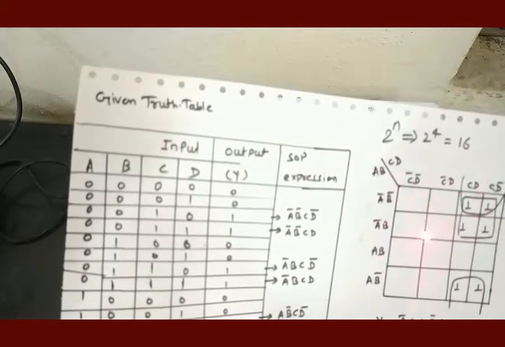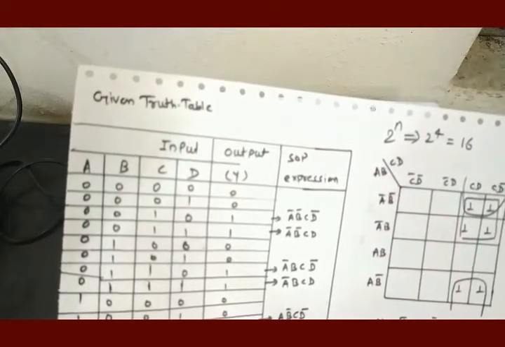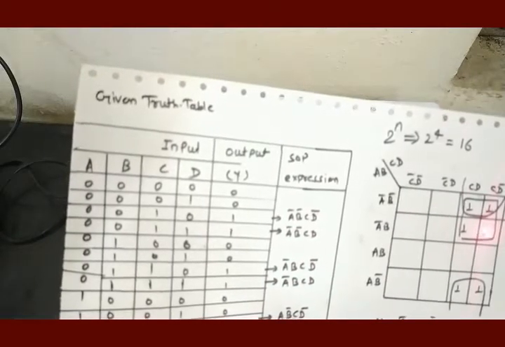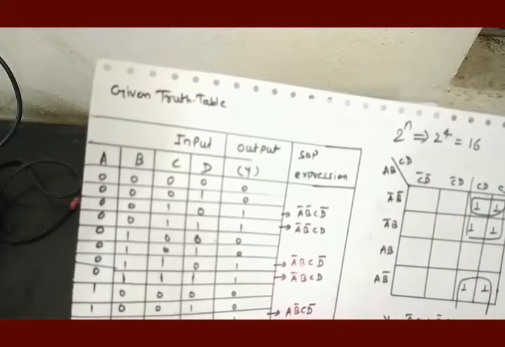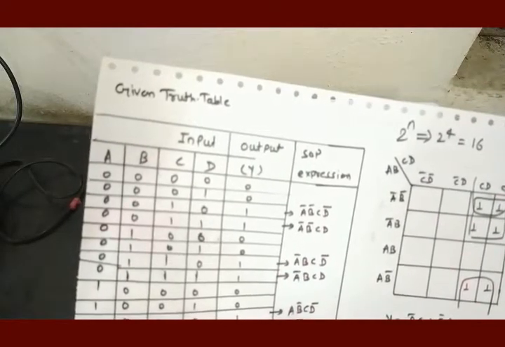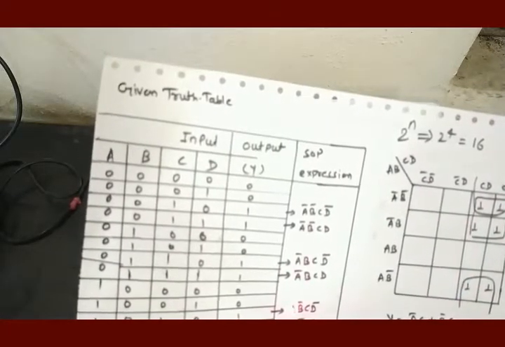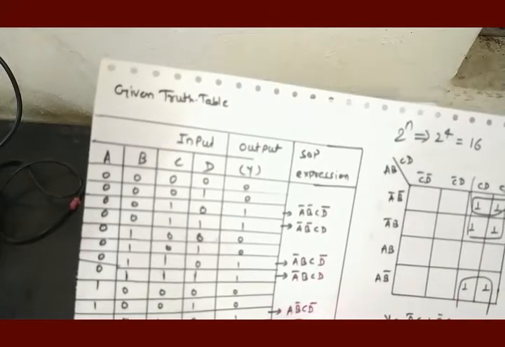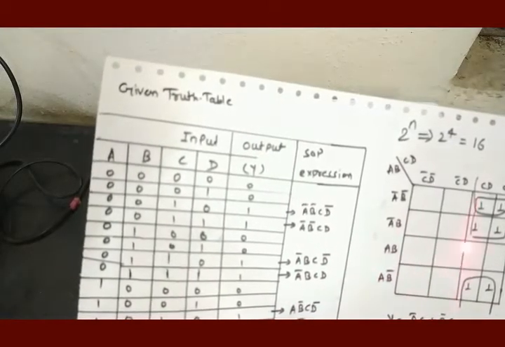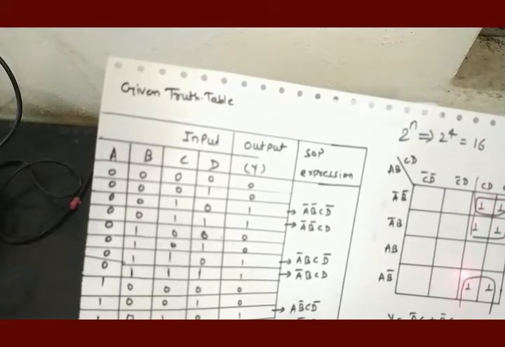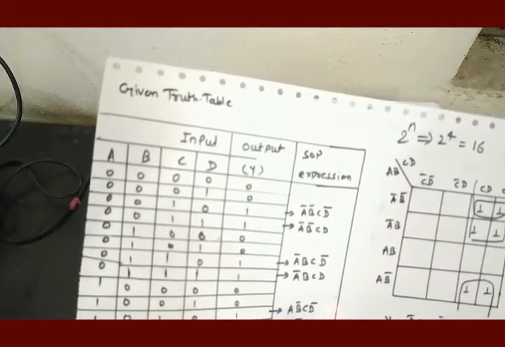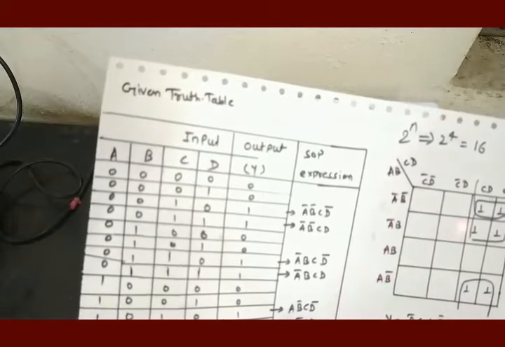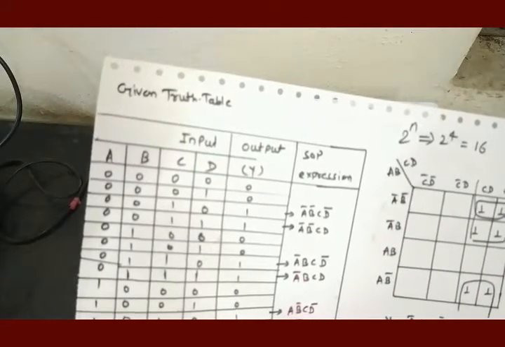This one is corresponding to A bar, B, C, D. This one is corresponding to A bar, B, C, D bar. This one is corresponding to A, B bar, C, D bar. Okay, look here, A, B bar, C, D bar. And this one is corresponding to A, B bar, C, D.